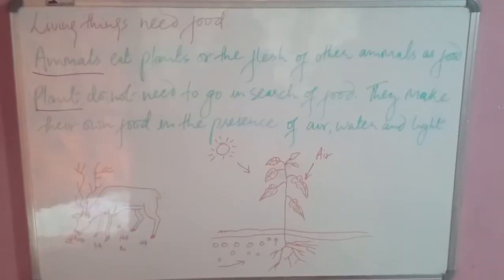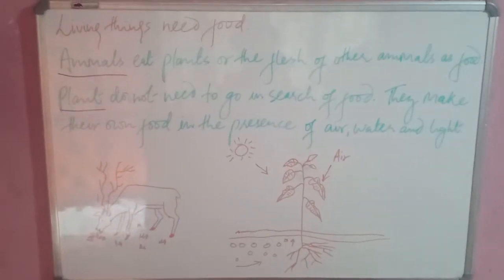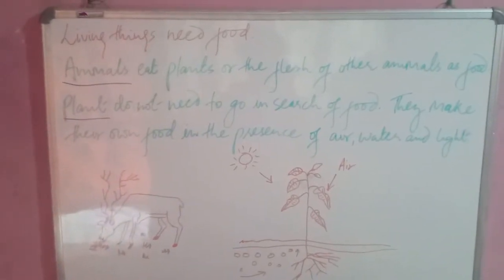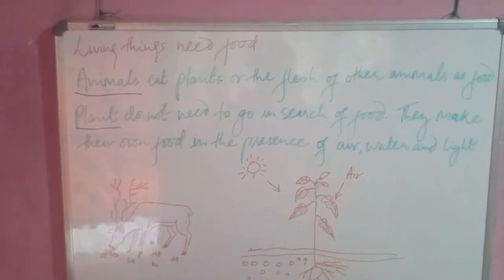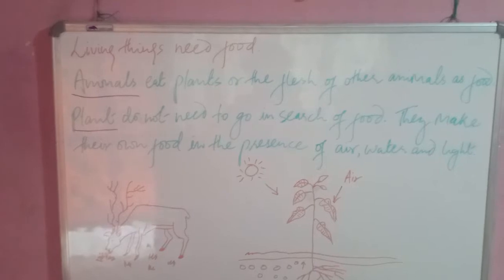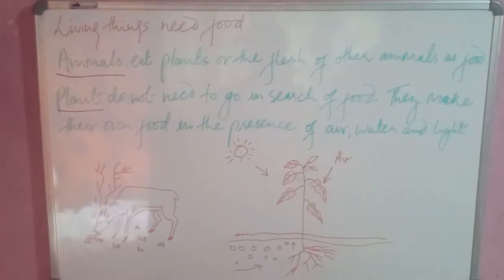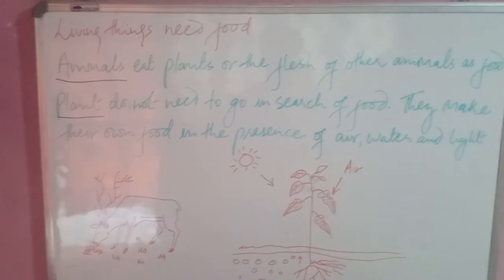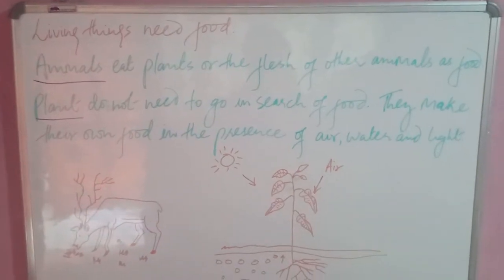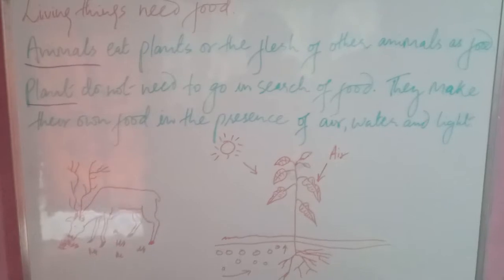Moving on. The next topic we have is living things need food. Living things need food to grow. Food gives us energy to work and move. Living things are divided into two: animals and plants.